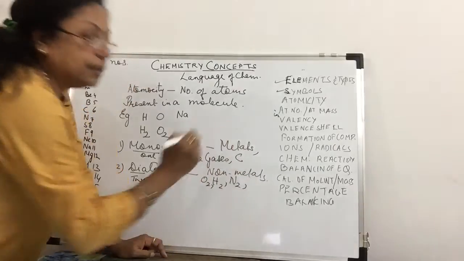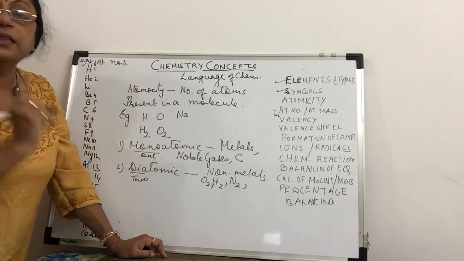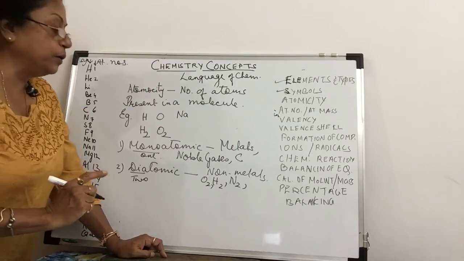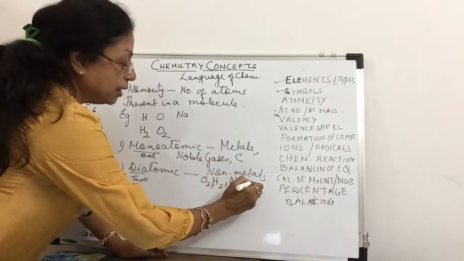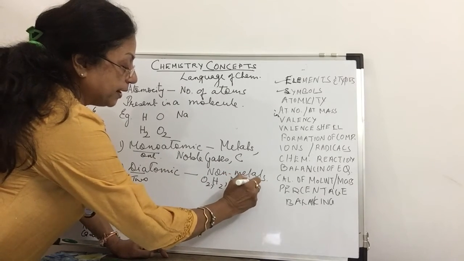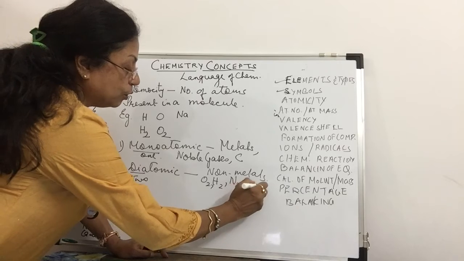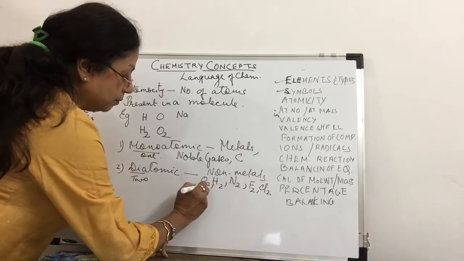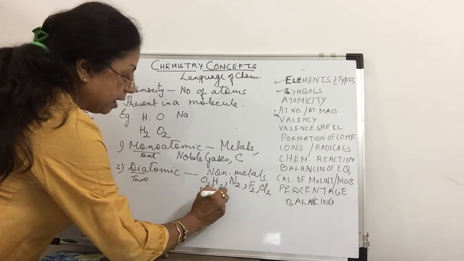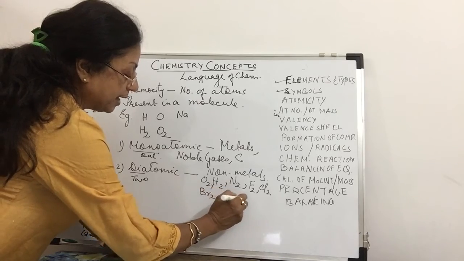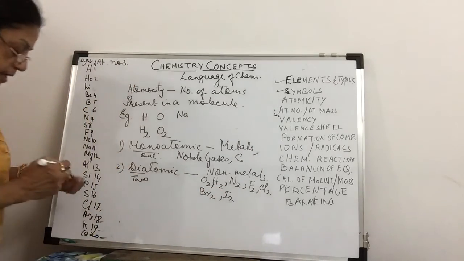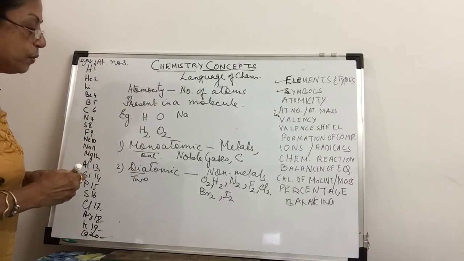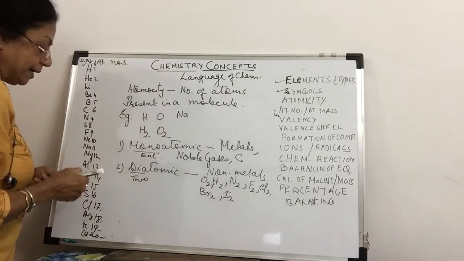Then come all the halogens, 17th group of the modern periodic table. So this will be fluorine, chlorine, bromine, iodine, astatine, all these things. This way we will study the diatomic.